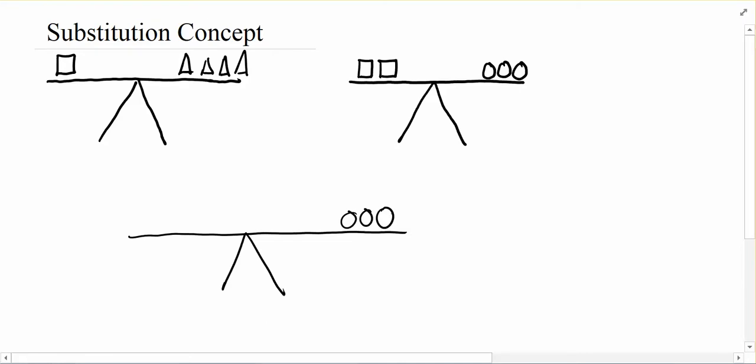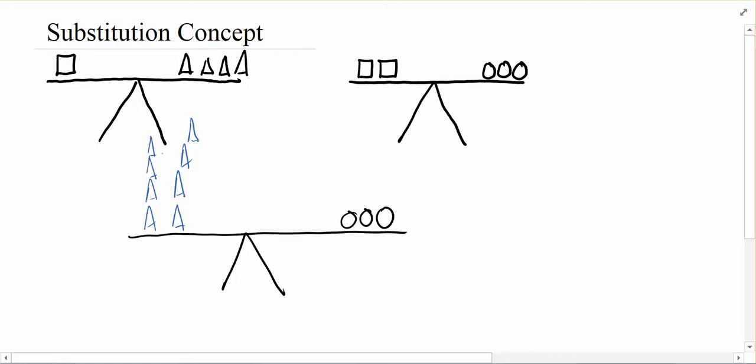And suppose I want to balance out three circles with it. Well, we know that two squares would balance it out, but if instead of using squares, I wanted to use triangles, how many triangles would I need? Well, if we look back at the first balance scale, one square can be balanced out with four triangles. So I could erase one of those squares and balance it out with four triangles. And then similarly, I can erase the other square and use four triangles for him as well.